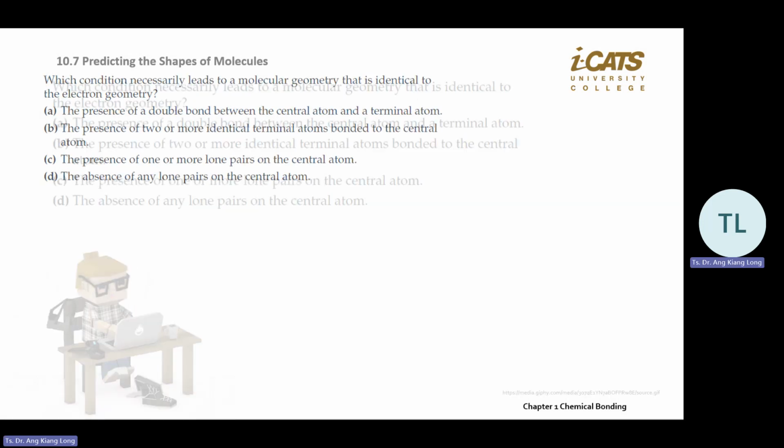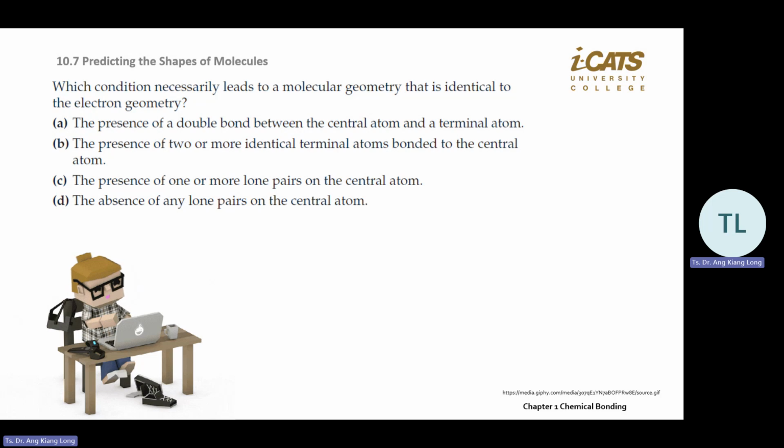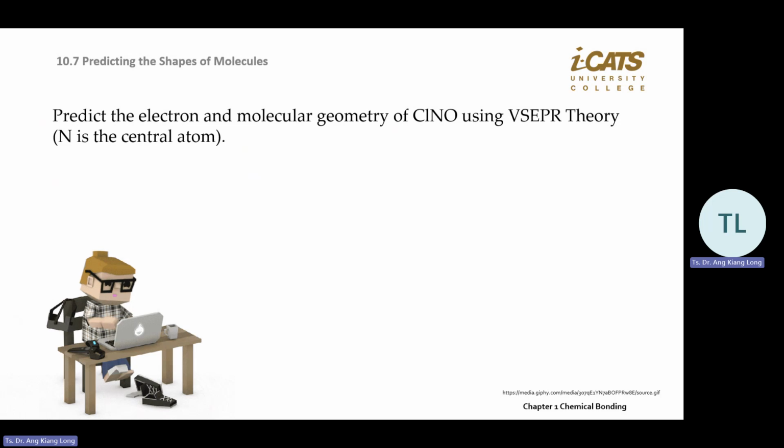This one also check. Okay, so this one, just a quick quiz. Which condition necessarily leads to the molecular geometry that is identical to electron geometry? This is just to check your understanding. Here I ask you, what is the difference between molecular and electron? What condition so that these 2 are the same? Look at the table. They actually ask you the understanding of table.